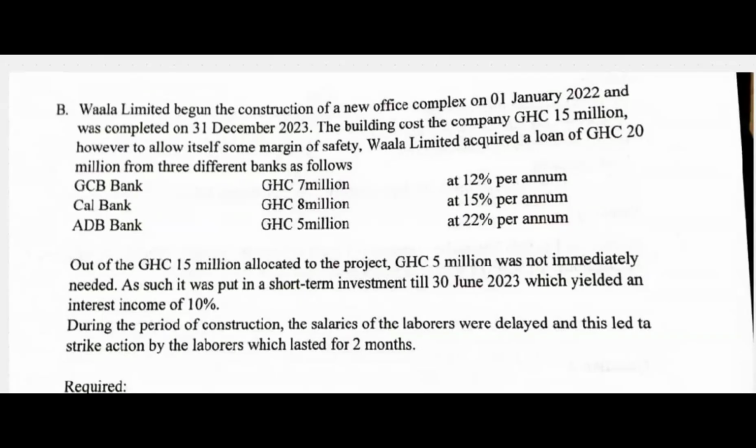Out of the 15 million Ghana cedis allocated to the project, 5 million was not immediately needed. As such, it was put in a short-term investment till 30th June 2023, which yielded an interest income of 10%. During the period of construction, the salaries of the laborers were delayed, and this led to strike action by the laborers, which lasted for 2 months.